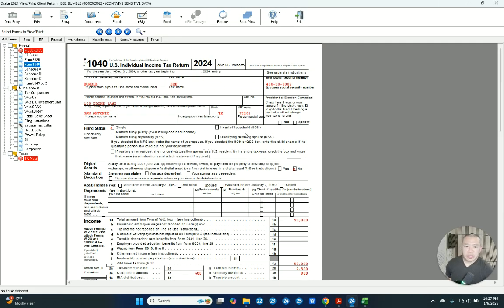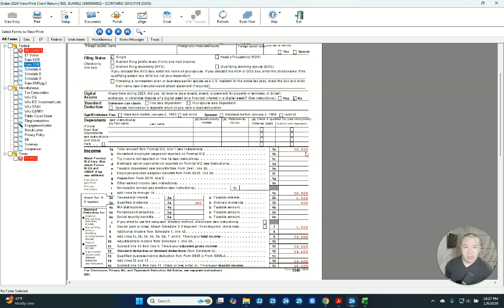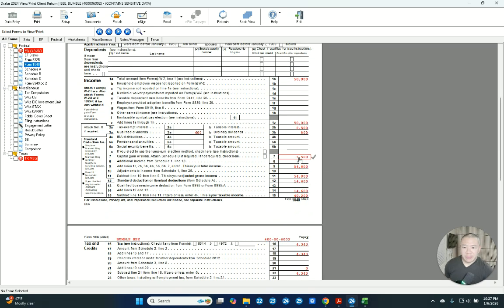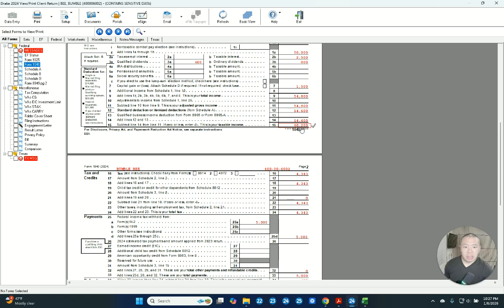1040, basic information. Here's 50 grand of the W-2, $2,500 of taxable interest, $800 of ordinary dividends, $600 of qualified dividends, $1,500 of capital gain, $14,600 for the standard deduction for being single. Taxable income is $40,200. The tax on that is going to be about $4,343.